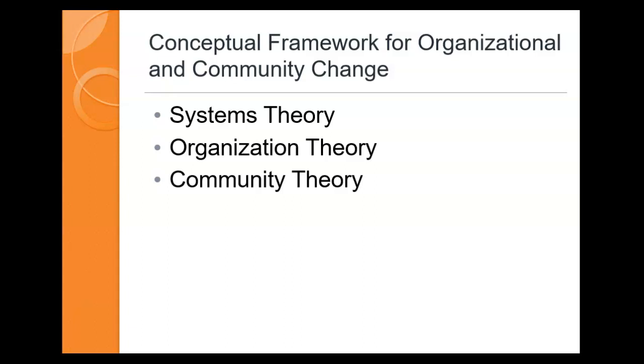Community theory has two primary components. When you're thinking about community theory, community is a combination of social units and systems that perform the major social functions. I'll repeat that. Community is a combination of social units and systems that perform the major social functions. The first major social function includes the production, distribution, and consumption of goods and services.